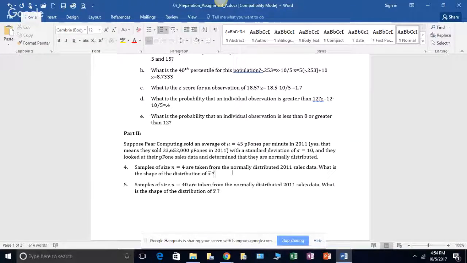Seriously. All right, number 4, sample size of 4 from a normally distributed population. What is the shape of the distribution? Normal. So it's normal. And then number 5, the sample size is large, from a normally distributed population. Well, it's normal already. What is the shape of distribution X? Since the size is now large, because of the central limit theorem, it is now going to be normal too.